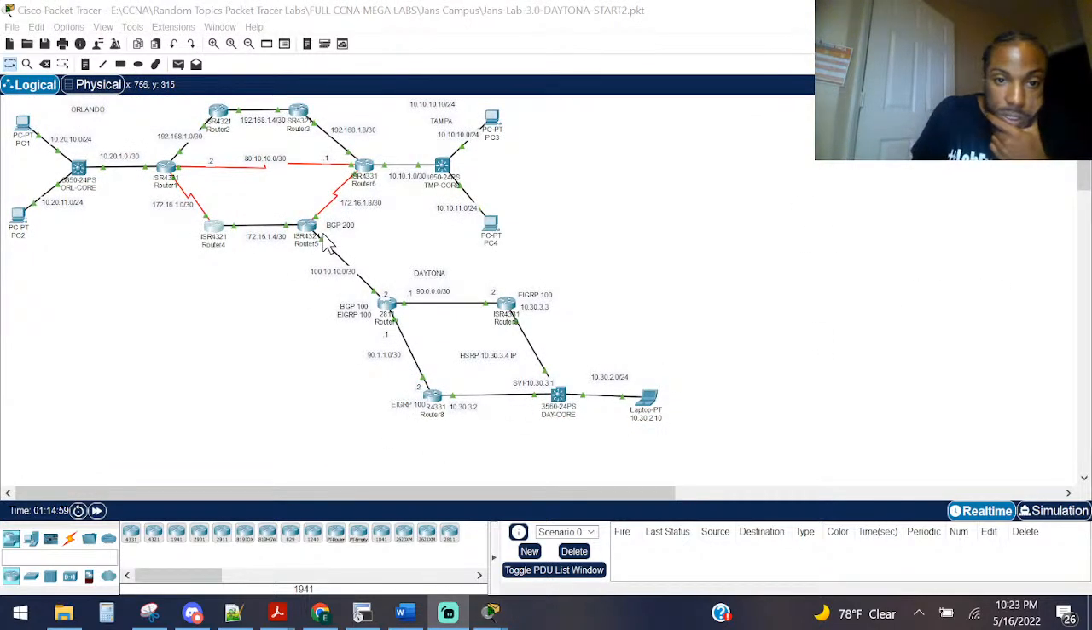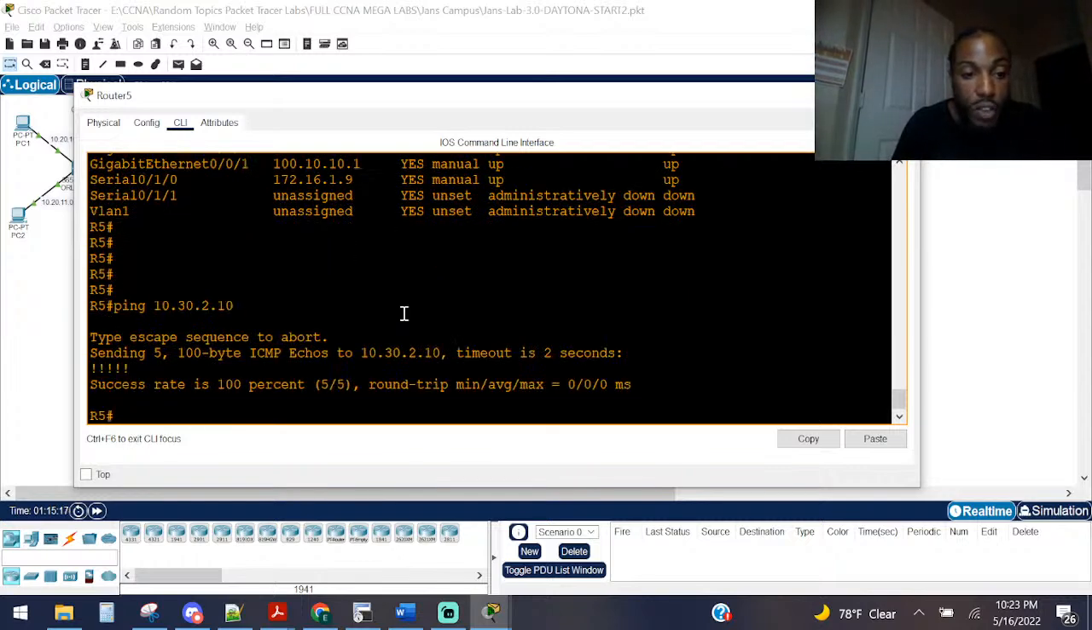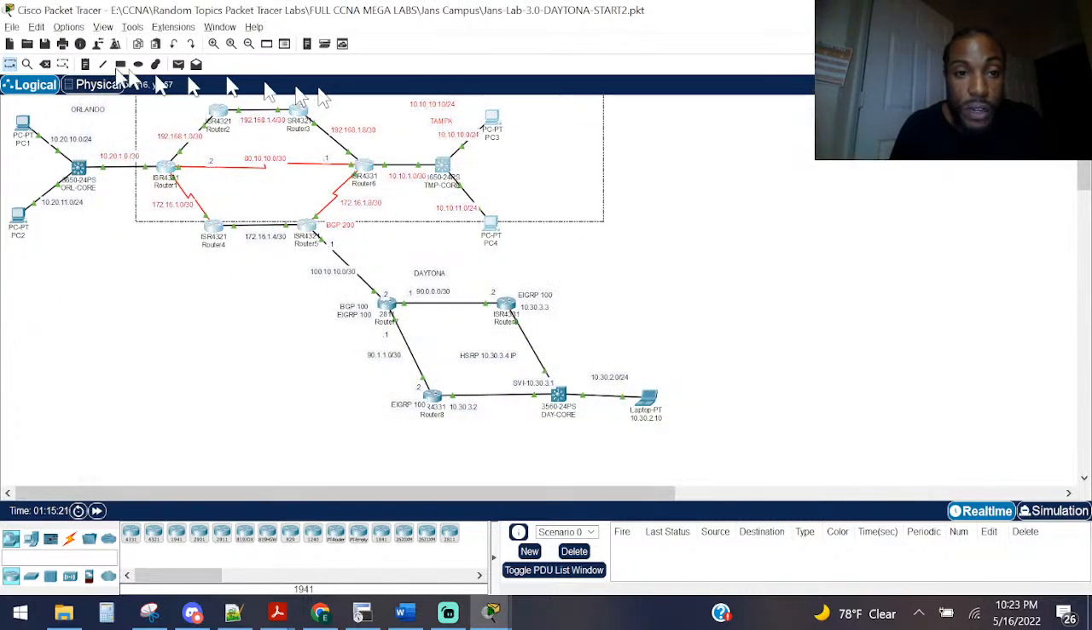Let's see. And obviously router 5, so all these guys know to get to that network, they pretty much gotta go to this little junction router right over here. That router obviously knows how to ping the laptop that's in Daytona. Right? We did it. We'll test it again, right? 10.30.2.10. So he knows how to get to that laptop. But these guys back here in Orlando and Tampa don't know how to get there. Well, for some reason, they can't ping anything back here.